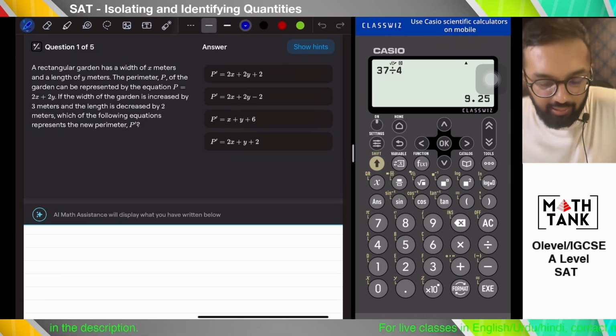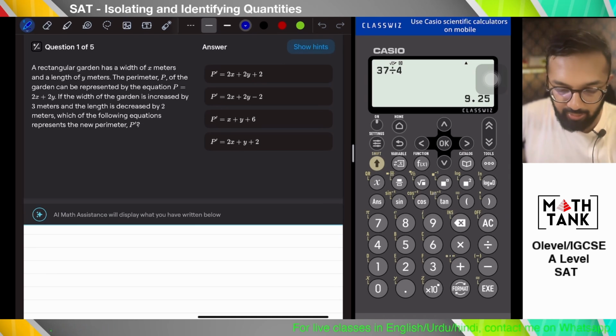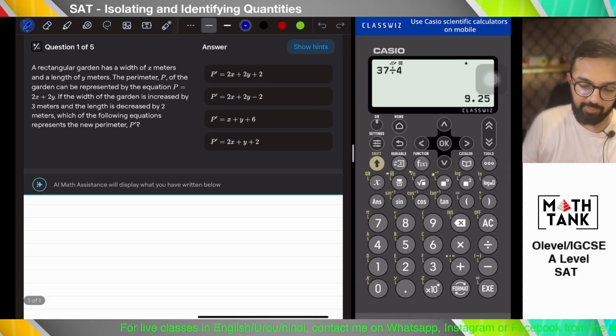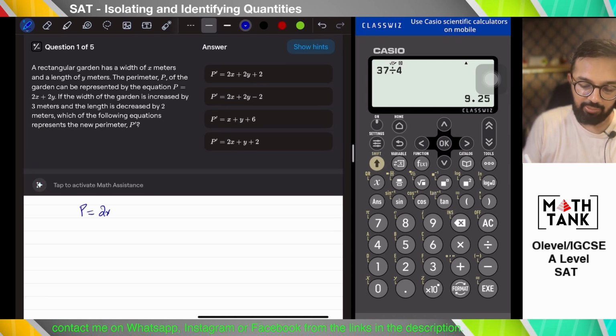Again, the topic is isolating quantities, and we're doing hard questions. Let's see a garden. It is a rectangular garden, has a width of 2x meters and a length of y meters. The perimeter of the garden can be represented by the equation 2x plus 2y. If the width of the garden is increased by 3 meters and the length is decreased by 2, which of the following is the new perimeter?